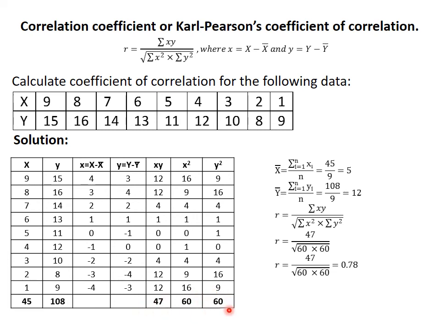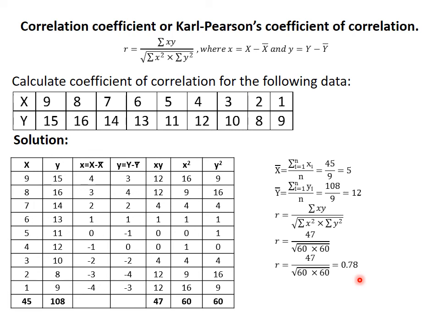Now substitute all the respective values in this formula. r is equal to summation xy divided by root over summation x square into sum y square. Sum xy we obtained as 47. Sum x square is 60, sum y square is 60. Now replace sum x square and sum y square with 60 into 60. Therefore, 47 divided by root 60 into root 60. When you simplify, you get 0.78.